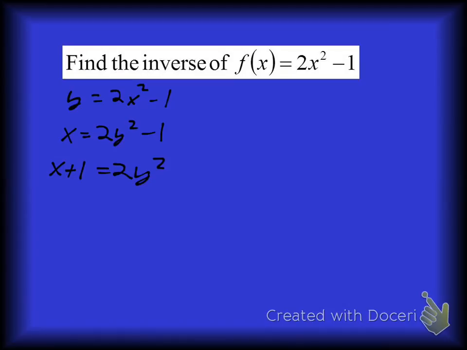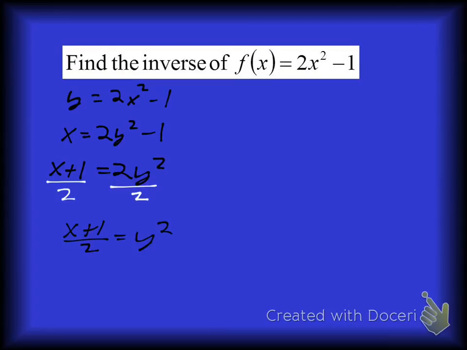Now, here's where this gets a little messy. When you divide by 2, look long term at what you have to do. After dividing by 2, we're going to square root it to get rid of that square power. It is much easier to take a square root of one big fraction. So divide the whole x plus 1. So x plus 1 over 2 equals y squared.